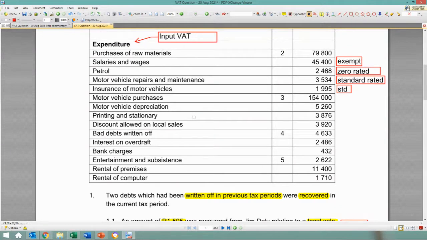So let me repeat the question. Motor vehicle depreciation. What type of supply is it? Okay, Christine thinks it's zero rated.